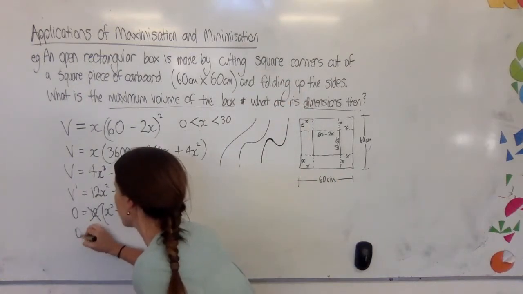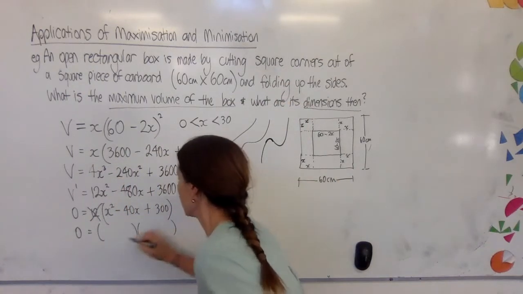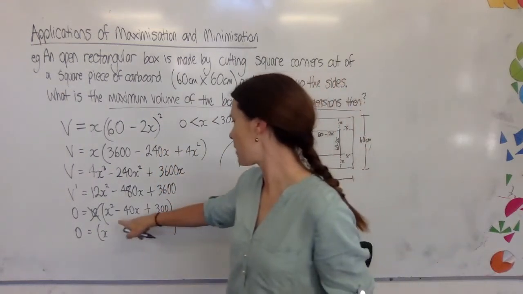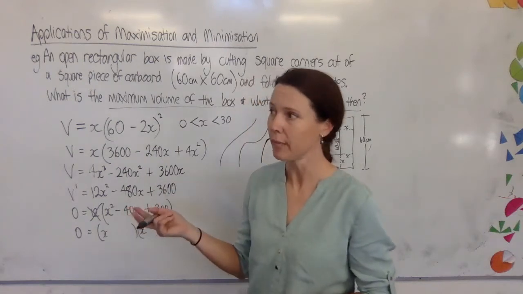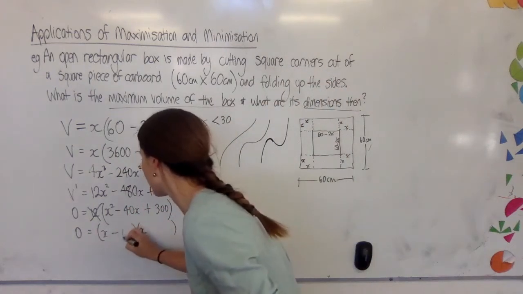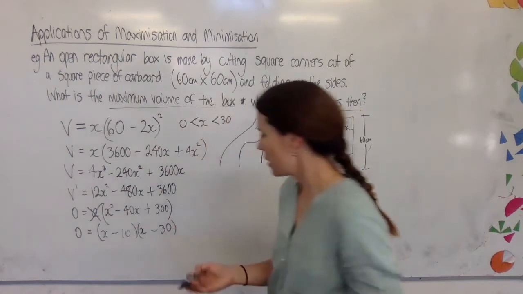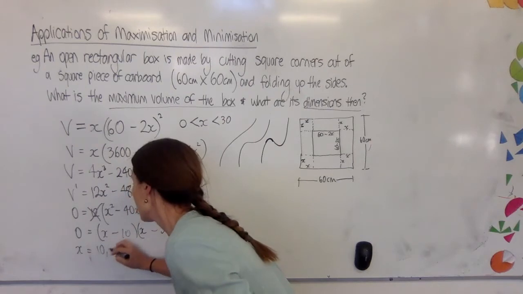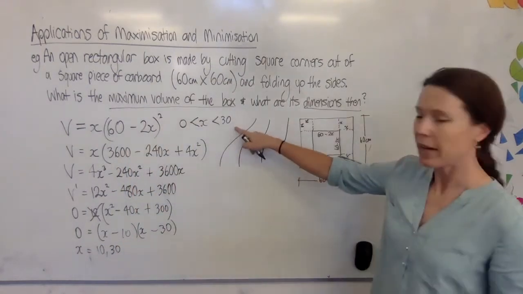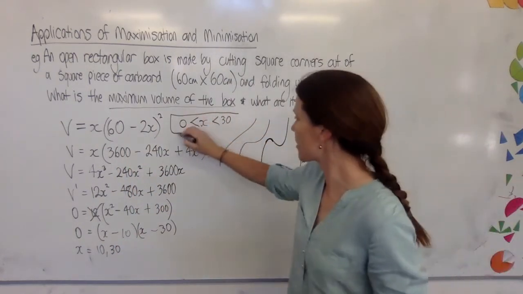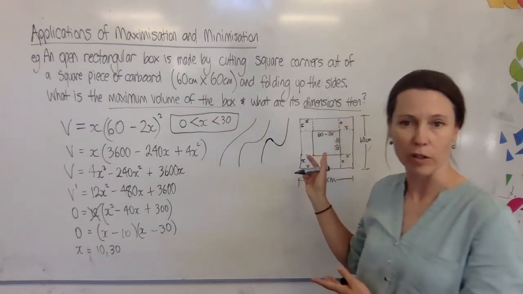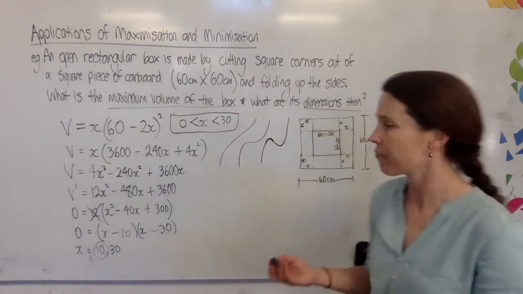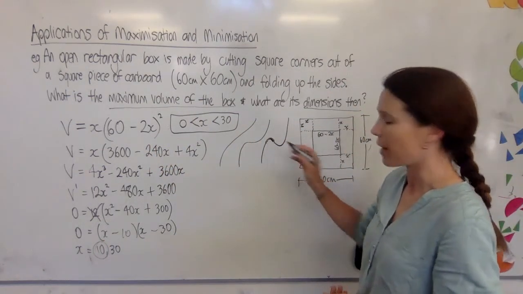And I can say that 0 has to be equal to, now I need to think of two numbers that multiply to make 300 and add to make minus 40. I'm thinking minus 10 and minus 30 will do it. So that means that x equals 10 or 30. Now think back to your restrictions. You know that x can't be 30. If it is, we won't have a box. So we actually want to investigate this one when x is 10. So this will give us our maximum turning point.